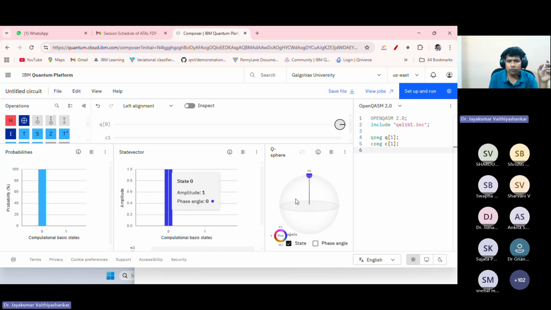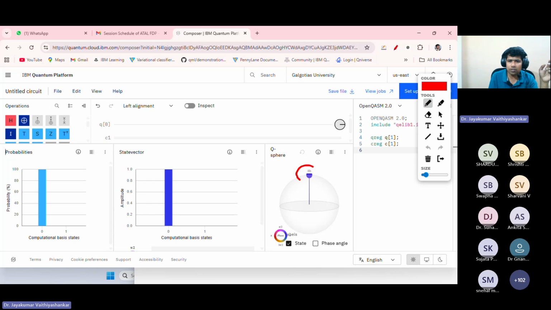Okay, so for one qubit, we have a combination of state 0 and state 1. State 0 exists at the North Pole, and state 1 exists at the South Pole. So this is equivalent to binary 0, and this is equivalent to binary 1. Imagine it in this way, for understanding purposes: this is binary 0, binary 1.